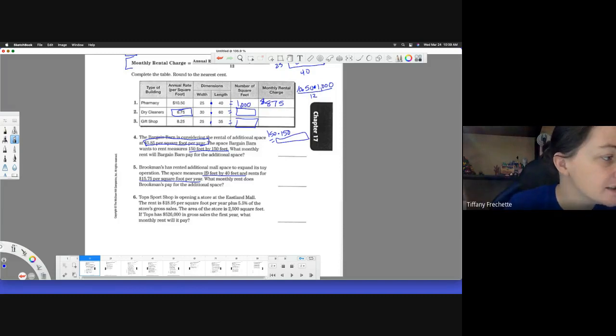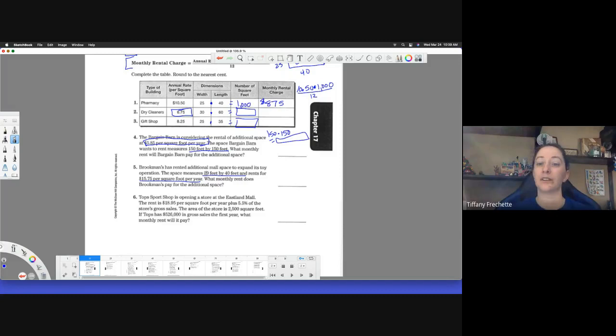So we just need to pay attention when we're reading word problems and make sure that we're looking for the important information. Okay, what do I need to know? Do I need to know that Brookman's has rented additional mall space to expand its toy operation? Not really, but it gives me a story behind these numbers. Now I know what I'm renting the space for. And then the space measures 20 feet by 40 feet and rents for $15.75 per square foot per year. Okay, so that whole sentence is important information.